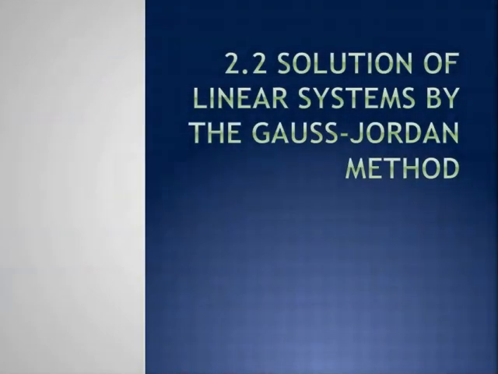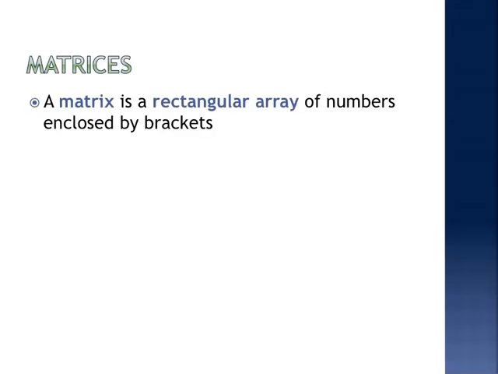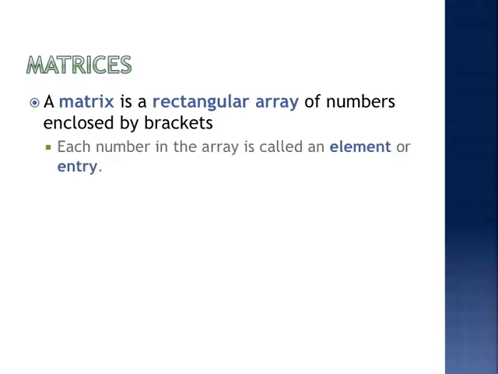Today we're going to be looking at how to solve linear systems using a method called the Gauss-Jordan method. Now before we get into the Gauss-Jordan method, we have to talk about matrices and what matrices are. So, a matrix is a rectangular array of numbers enclosed by brackets. Each number in the array is called an element or an entry.